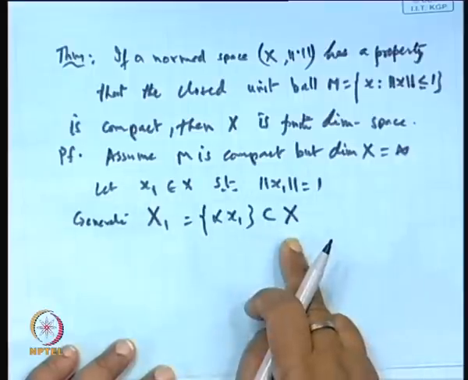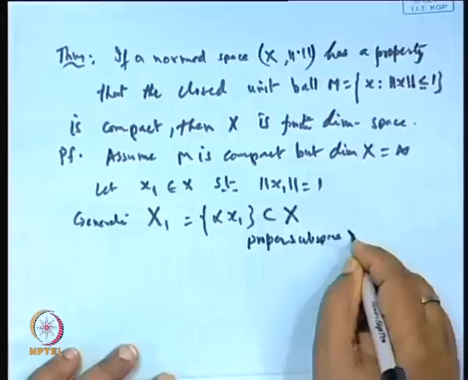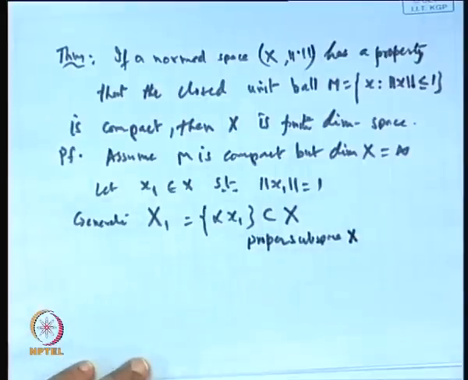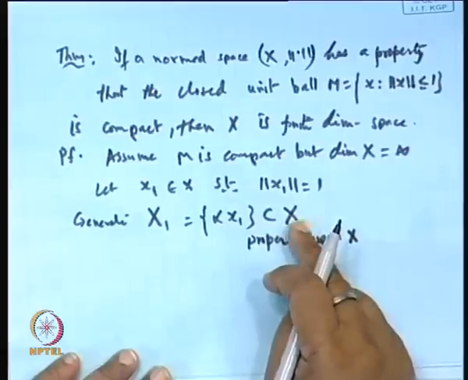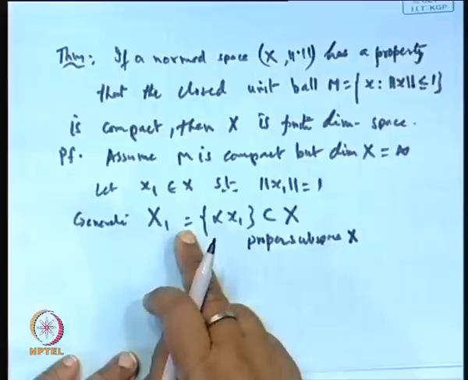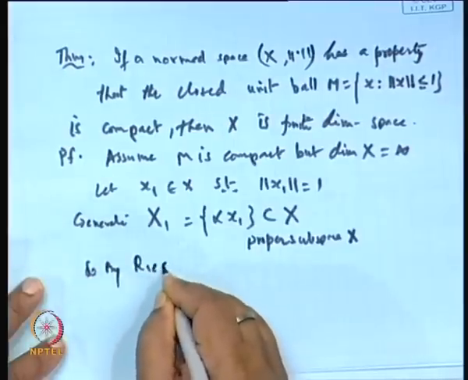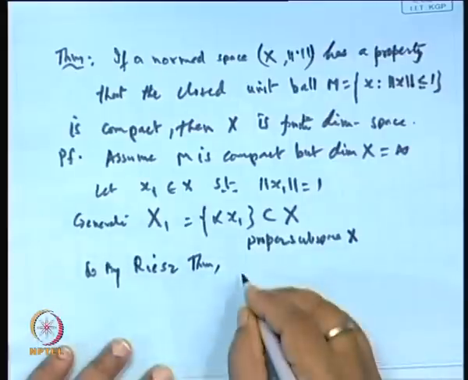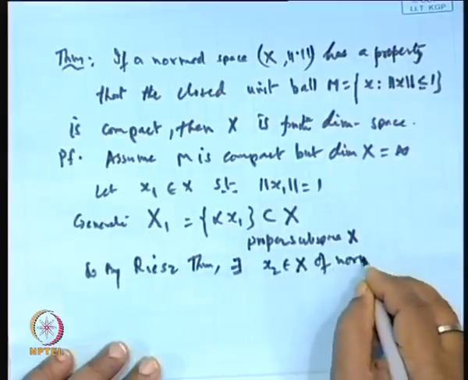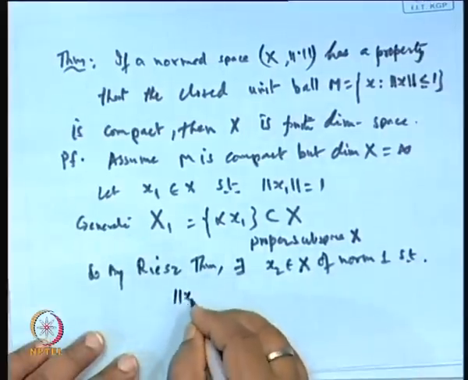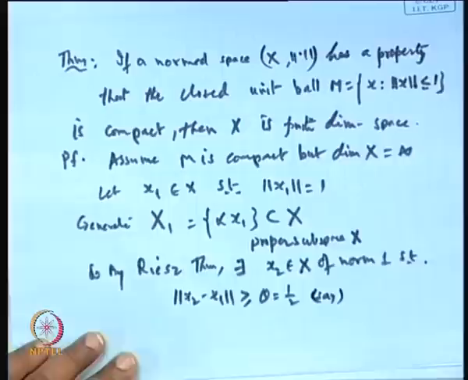Now, this is a proper subspace of X. So, by the previous lemma, by Riesz lemma, we can find a point x 2 in X having norm 1 and whose distance from x 1 can be made greater than or equal to theta. So, by the Riesz theorem or lemma, there exists an element x 2 belonging to X of norm 1 such that the distance of x 2 minus x 1 is greater than or equal to theta, say half.